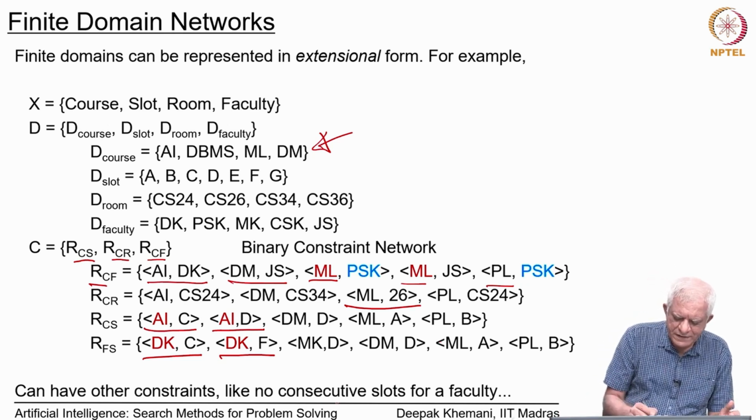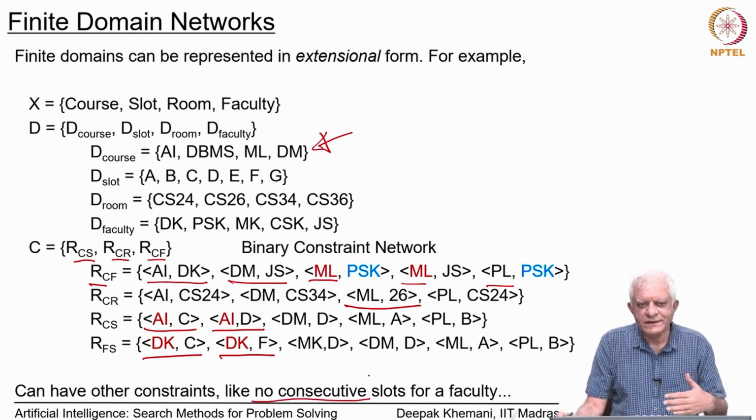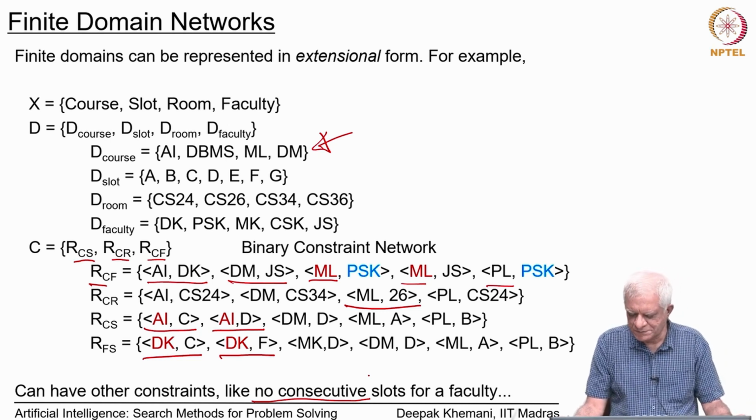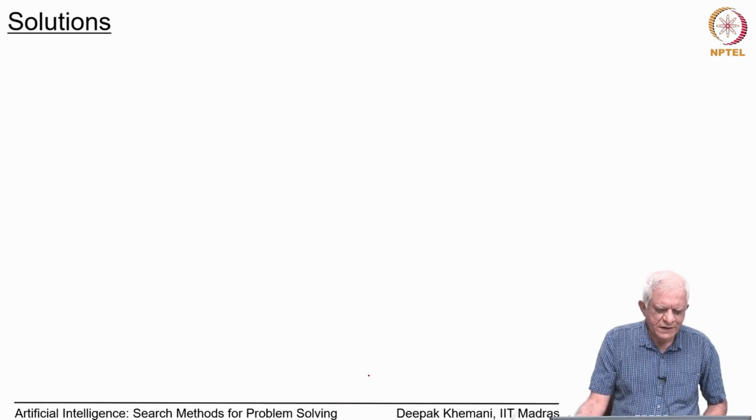For example, that a faculty member does not want any consecutive slots, that you do not want to teach back to back for 2 hours essentially. You want to take a break and collect your thoughts and come back for the next course and so on. So, that is an example of a network.